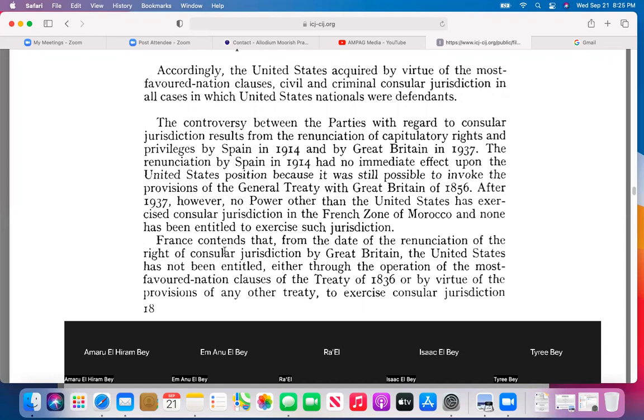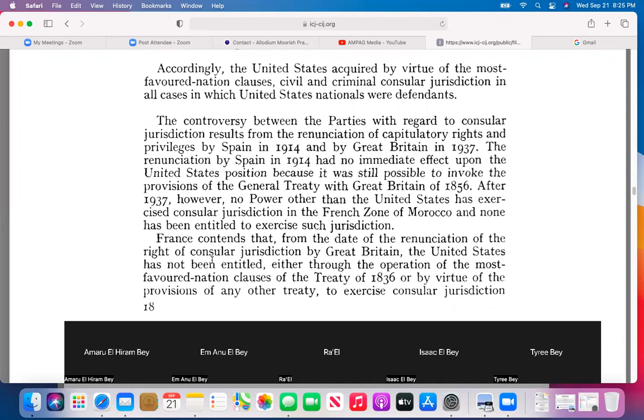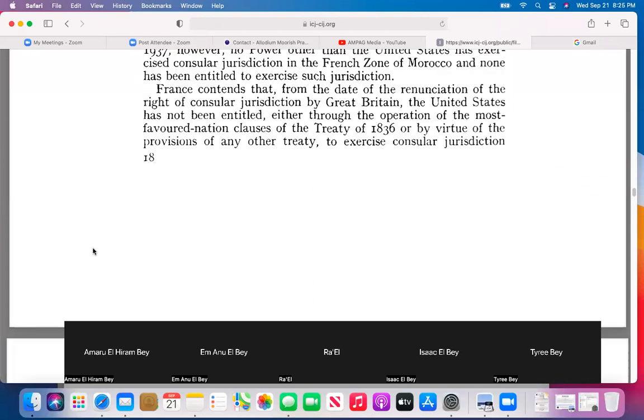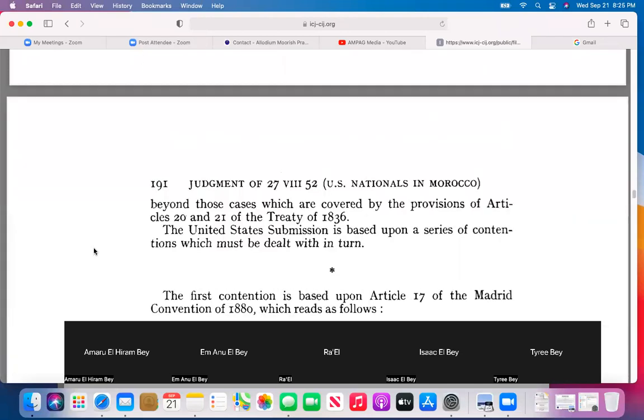France contends that from the date of the renunciation of the right of consular jurisdiction by Great Britain, the United States has not been entitled either through the operation of the most favored nation clauses of the Treaty of 1836 or by virtue of the provisions of any other treaty to exercise consular jurisdiction. France said, y'all ain't got no treaty rights on this one, beyond those cases which are covered by the provisions of Articles 20 and 21 of the Treaty of 1836.